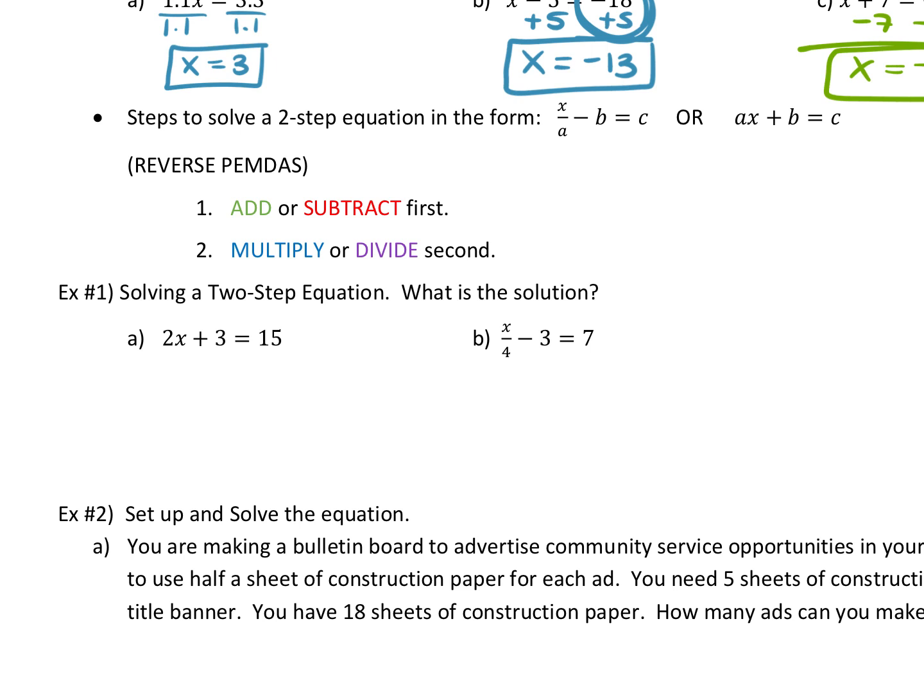So if you reverse PEMDAS, okay, if we switch it around, add and subtract should be the tail end, right? That's where you're going to start in today's lesson. You're going to start with adding or subtracting, whatever could be added or subtracted. And then your next step, step number 2, is where we're going to multiply or divide. Okay, so just think when I'm solving for a variable, reverse PEMDAS. Add and subtract first, then multiply and divide.